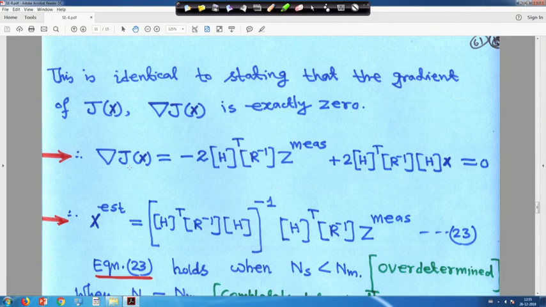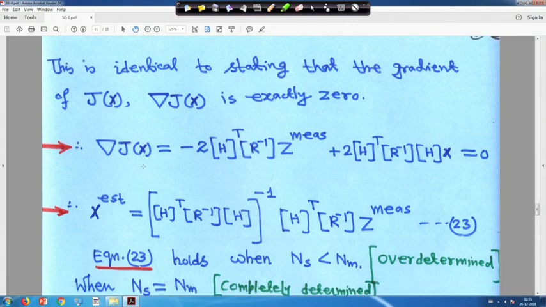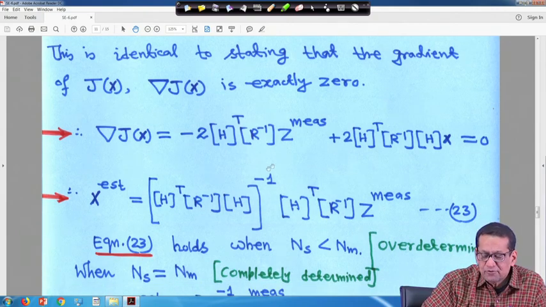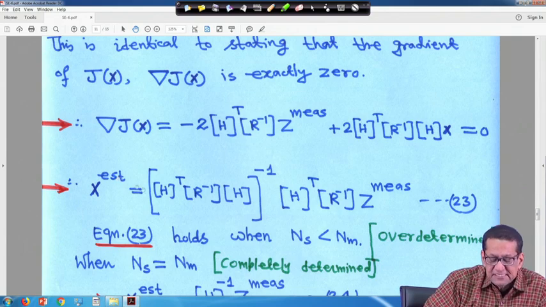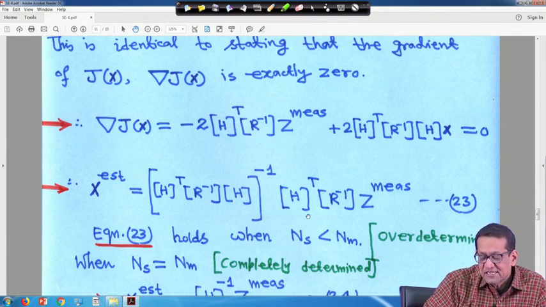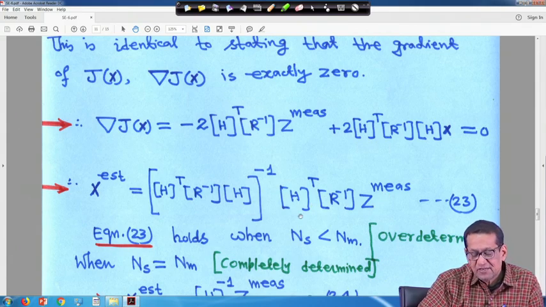If you take the derivative with respect to x, the gradient of J x will be minus 2 into H transpose R inverse Z measured plus 2 H transpose R inverse H into x equal to 0, right. If you solve it, the 2 will be cancelled, and you will get x estimated equal to H transpose R inverse H whole inverse, then H transpose R inverse Z measured. This is equation 23, right.